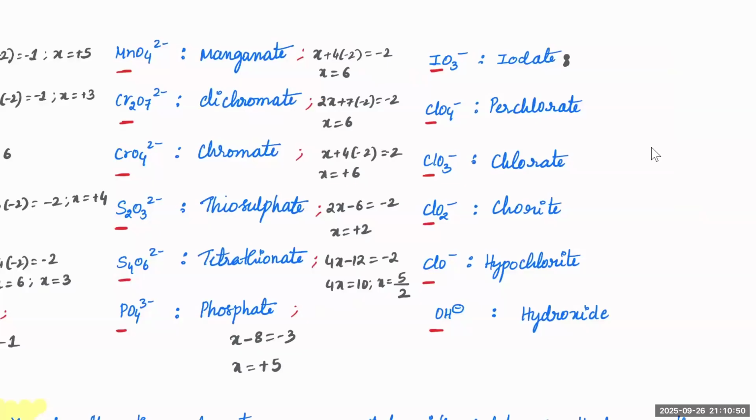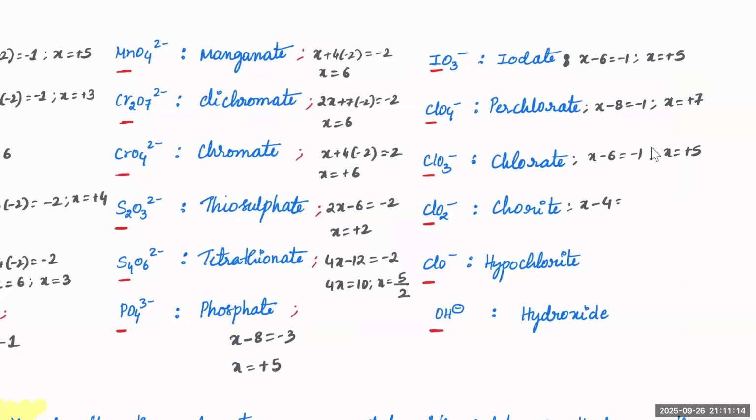so here we will have x minus 6 equal to minus 1. So x is equal to plus 5. Here x minus 8 equal to minus 1. So x is equal to plus 7. x minus 6 equal to minus 1. So x is equal to plus 5.